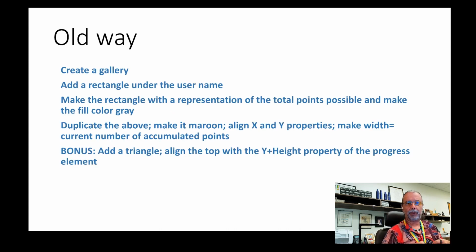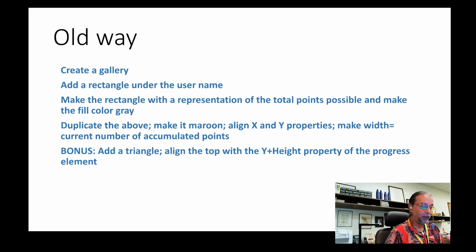The old way of doing this without the modern controls would have been, in my case, to create a gallery and then to add a rectangle. That gallery would contain the student names and the points, but then add a rectangle under each student name and make that rectangle the representation of the highest possible points and make the fill of that rectangle gray. So in other words, the width of the rectangle is equivalent to some representation of that maximum number of points. On top of that, we want to overlay a maroon rectangle that is aligned with the gray rectangle, and its width is determined by how many points the individual has completed up to now.